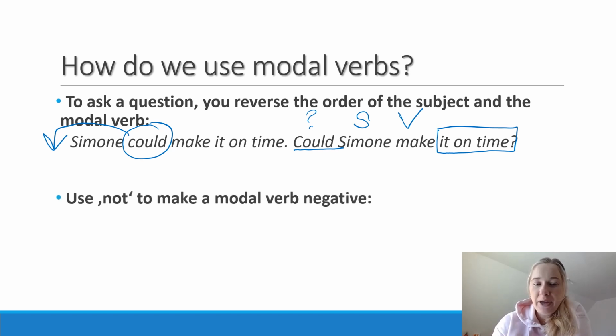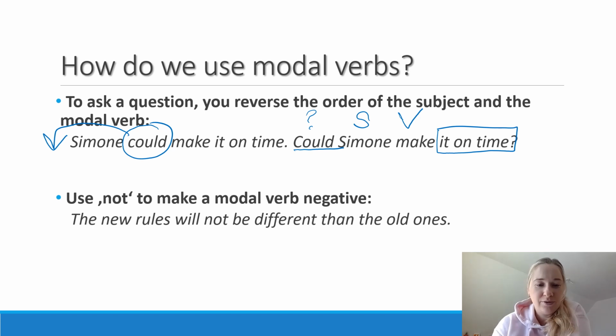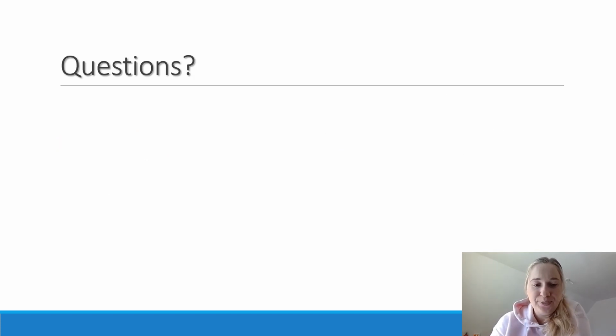Use not to make a modal verb negative. For example, the new rules will not be different than the old ones. You also can say won't be different than the old ones. So you can make it short.